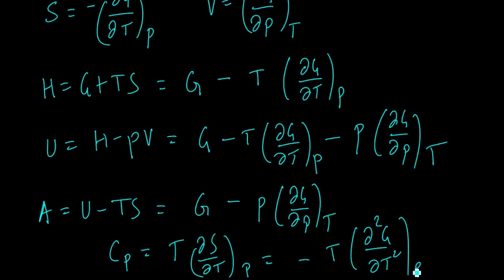So essentially you can get all the information that you want starting with any one. If you have information about one variable G, or for that matter A or U or H, you can get information about the rest of the thermodynamic functions. They are all related. Any questions?